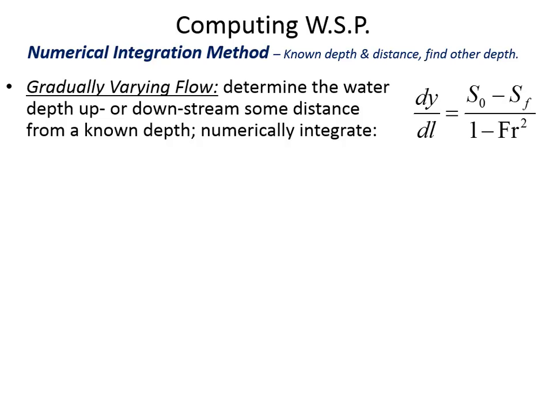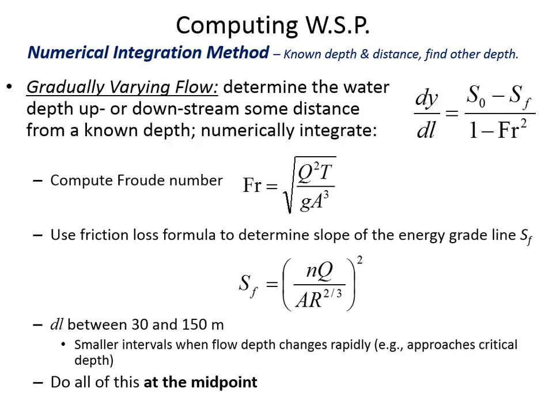And we're going to be working with gradually varying flow. Again, if it was uniform flow, we wouldn't have to bother, because in uniform flow we can find the depth just using Manning's equation. And it's not rapidly varying flow, that's a hydraulic jump. In this case, it's a gradual variation in flow. And so we're going to apply this process equation and numerically integrate it over the distance between 2 points. In the process, we're going to calculate the Froude number to put that into the dy/dl equation. We're going to have to know the slope of the energy grade line by solving Manning's equation.